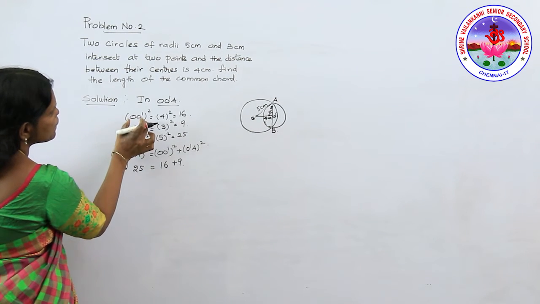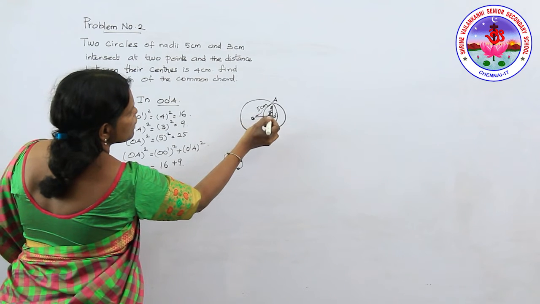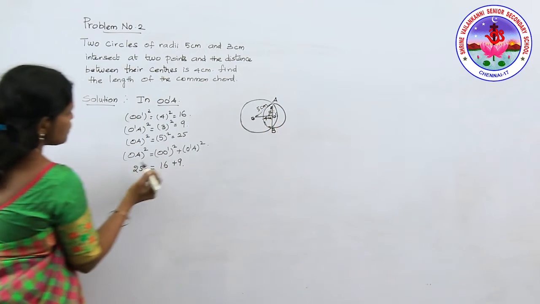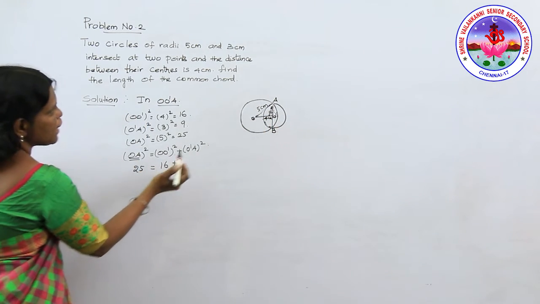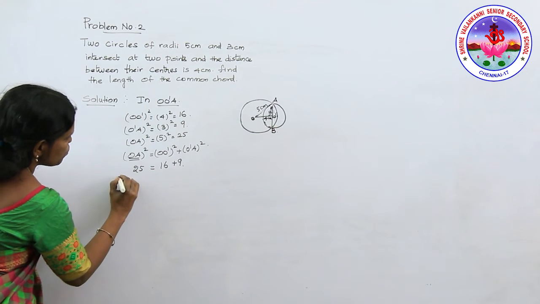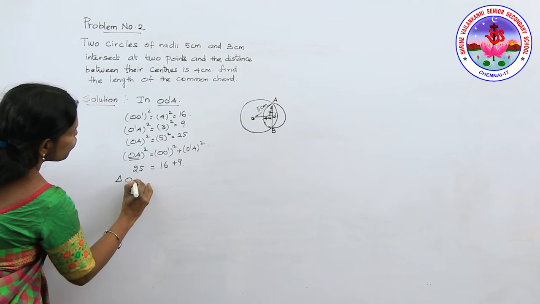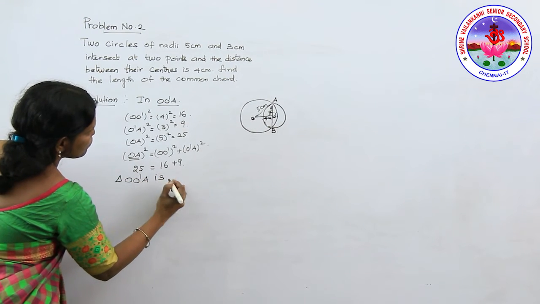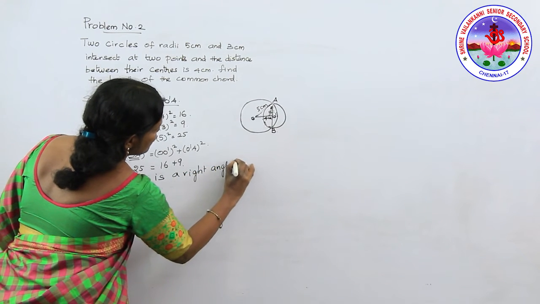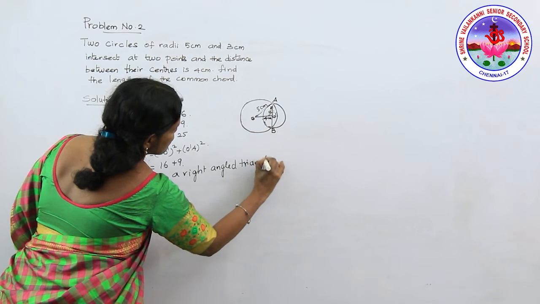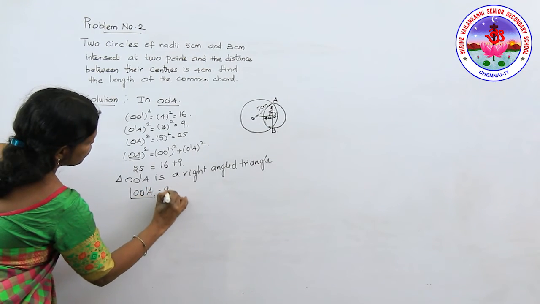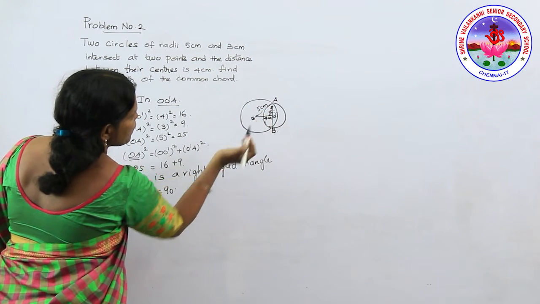It satisfies the Pythagoras property, that is the converse. It says that if one of the sides' square is equal to the sum of the other two sides' squares, then this OA forms the hypotenuse, and the angle which is opposite to the hypotenuse will be a right angle. So we get triangle OO dash A is a right angled triangle. Angle OO dash A is equal to 90 degrees, since it is opposite to the hypotenuse.